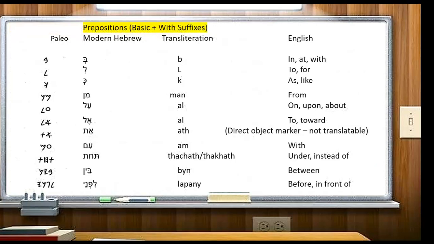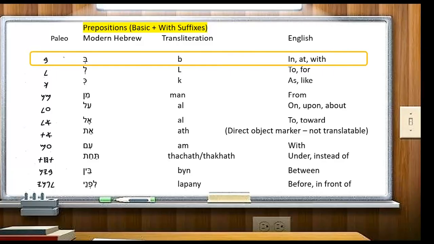We move along to some prepositions. So we're looking at basic prepositions with suffixes. These are quite common. We have the beit or bayit. When it is placed at the front or before a word, it means in or at or with. It may also mean by. So in, at, with, that's b.